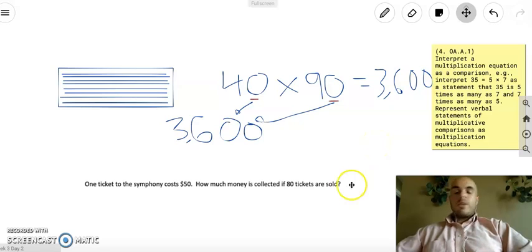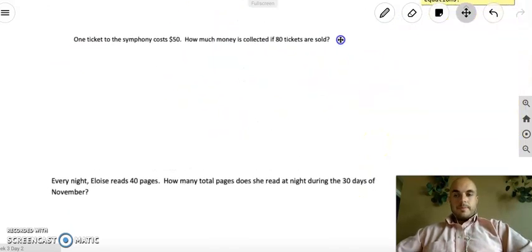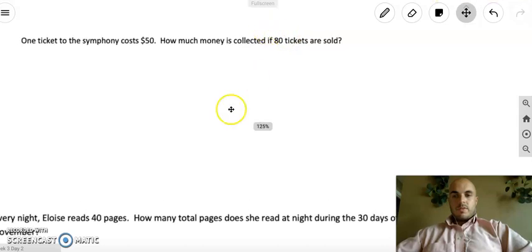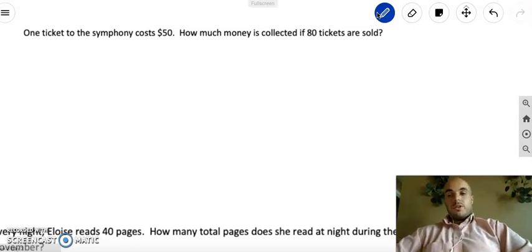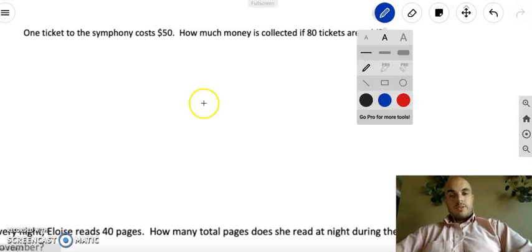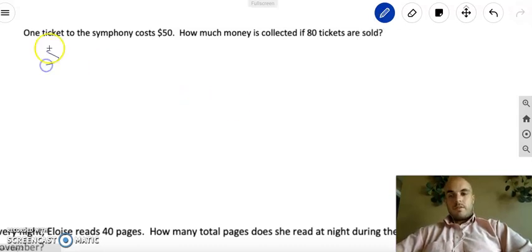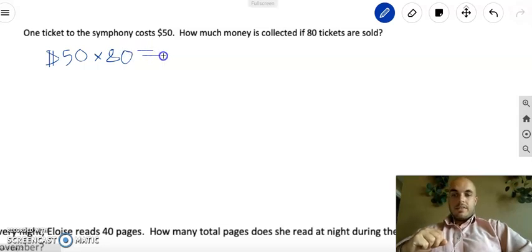So not convinced by that yet? Well, let's look at a couple more examples. So let's zoom in here so we have some more room to work. So one ticket to the symphony, so a symphony is a type of concert, an orchestra, for instance, and one ticket, just one, costs $50. Okay, so I have $50. And it's asking how much money is collected, so taken in by the symphony or the theater that runs the symphony, if 80 tickets are sold. So I'm going to take $50 and I'm going to multiply times 80. So remember, there's 80 of these tickets, and each ticket is $50.